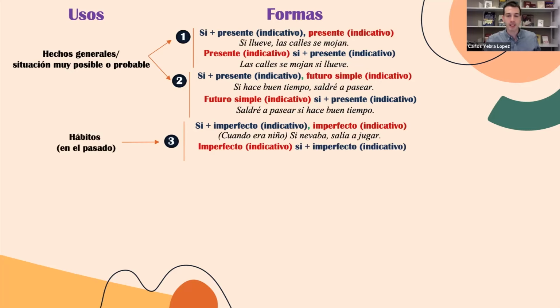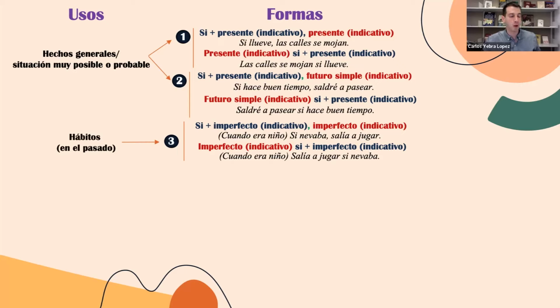Or vice versa. First, imperfecto de indicativo in the main clause, and then the if clause, again with imperfecto de indicativo, but this time without commas. So again, when I was a kid, because that context indicates a habit in the past, salía a jugar si nevaba. So I went out to play if it snowed.